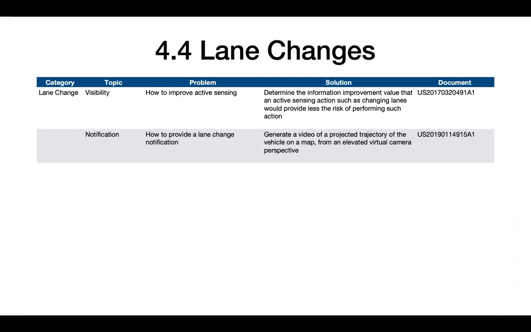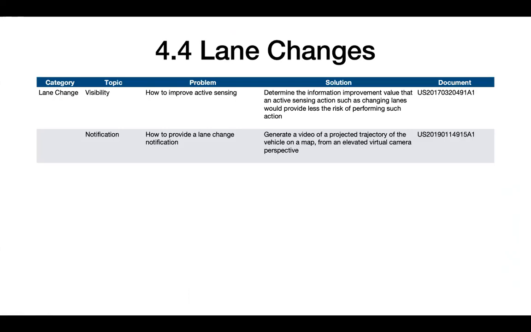The other thing I need to do when changing lane is provide a notification. And in this case, it's a notification actually to the passenger of the vehicle. Generate a video of the projected trajectory of the vehicle on a map from an elevated virtual camera perspective.